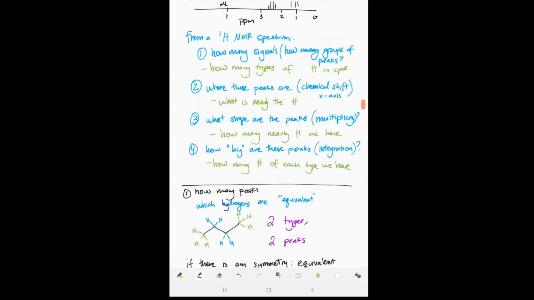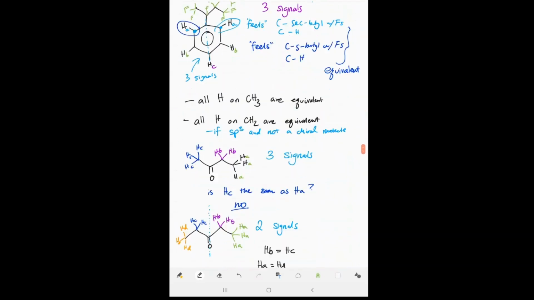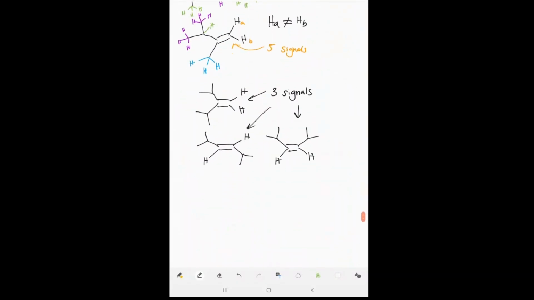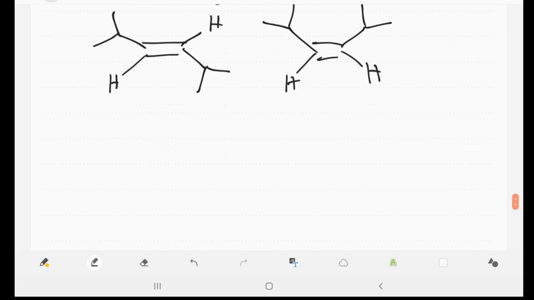Next, we're going to look at where those peaks are on the spectrum, which is called the chemical shift. Let's take a look at what that will mean. If you need a break, this is a good time to do it. Take a break, pause the video.